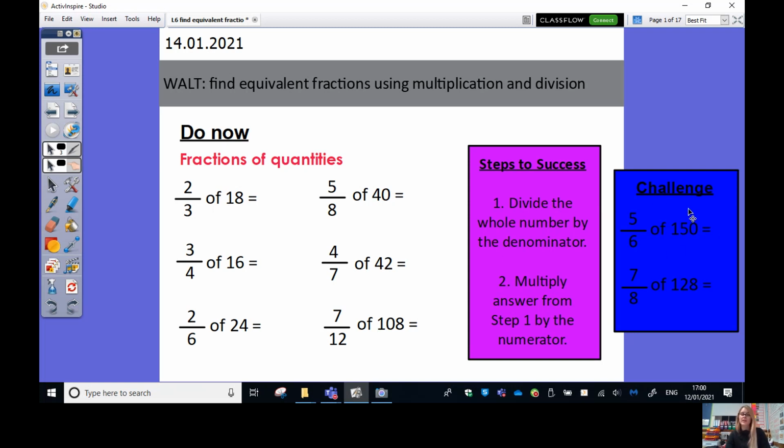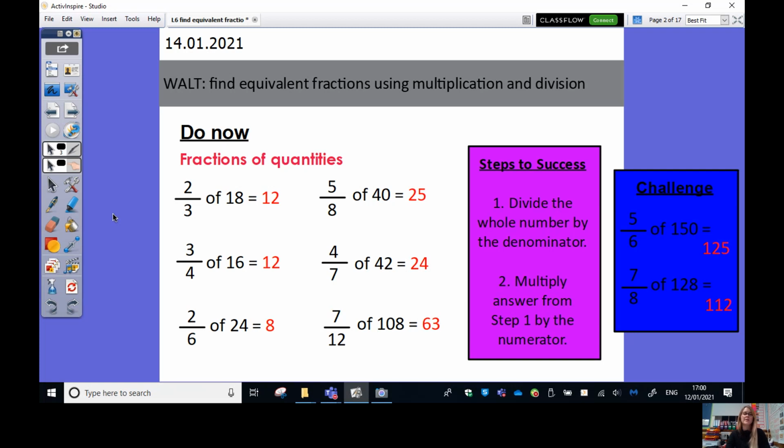I've also put a couple more challenging questions where you may need to use bus stop division for your first step, or you might be able to use your number known facts to help you. So pause the video, have a go and come back to mark it when you're ready. Off you go. Okay, fantastic. Hopefully you've had a go at all of those. Well done if you had a go at the challenge as well today. So I'm going to pop up the answers for you. So you can pause the screen and mark those before we move on.